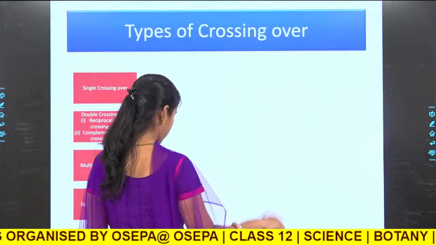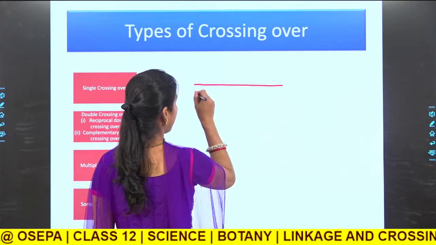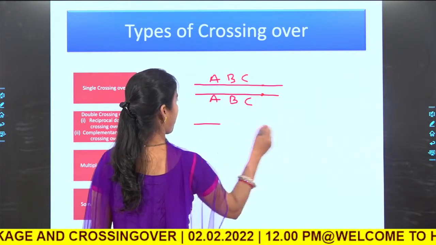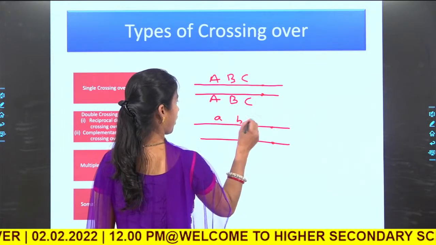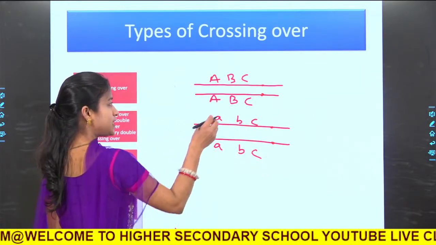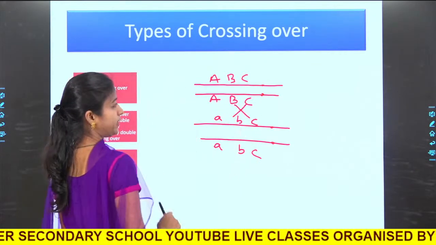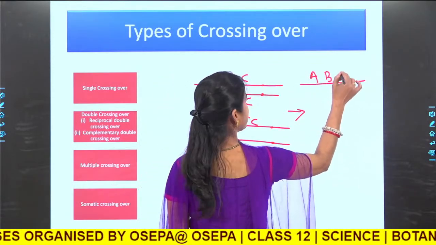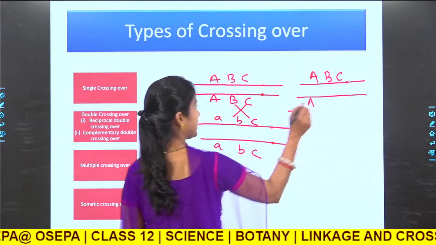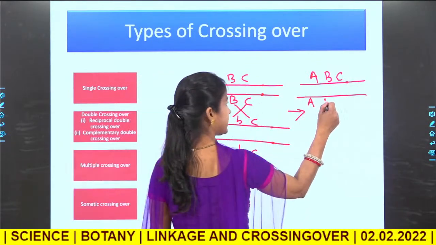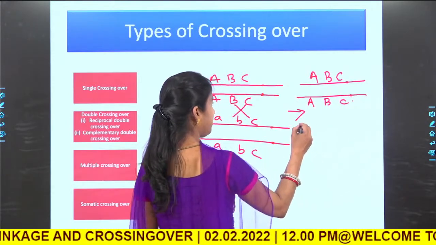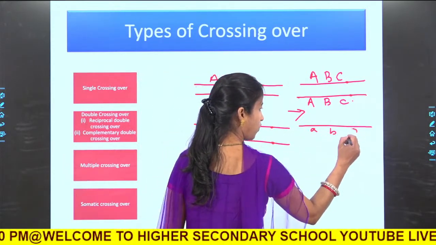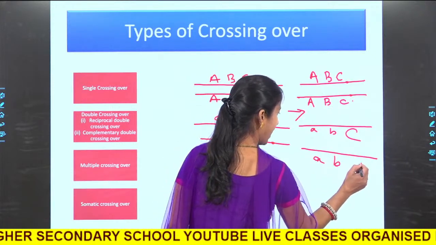Crossing over always happens between 2 non-sister chromatids. Now this is a single crossover. The products we are going to get are the parental combination as ABC, then the recombinant combination as A, capital B and small c. This is the recombinant type. Then again here we are going to get small a, small b and capital C. And finally small a, small b and small c.